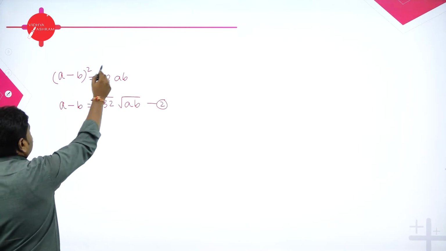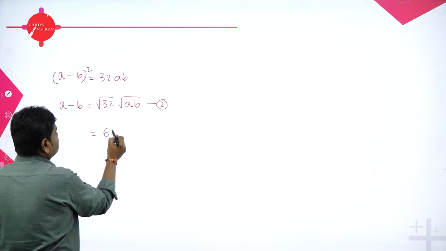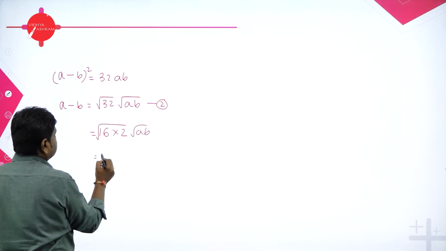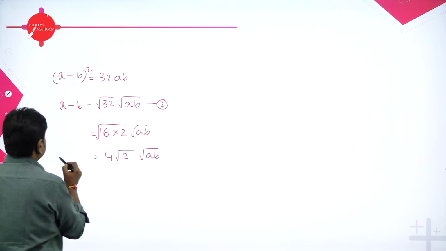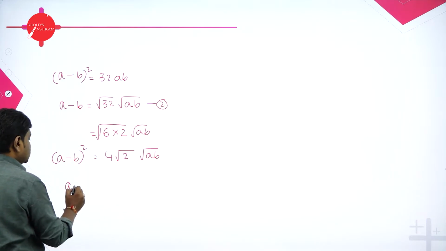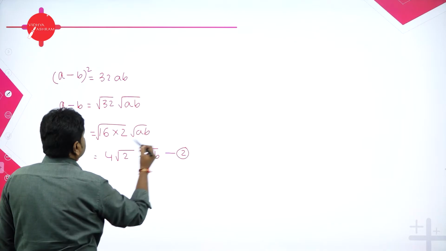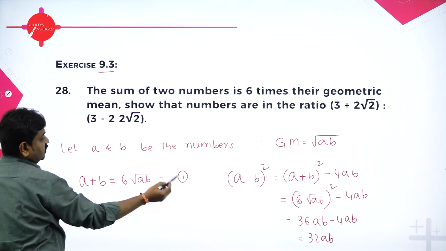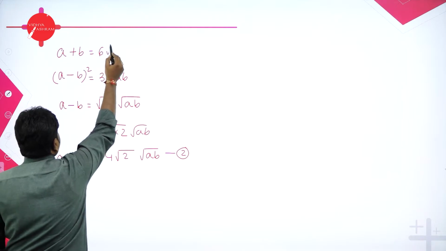Root 32 can be written as root of 16 times 2, so root 16 is 4, giving 4 root 2 into root AB. So A minus B is 4 root 2 root AB. Call it equation 2. In the last case, we got A plus B is 6 root AB.